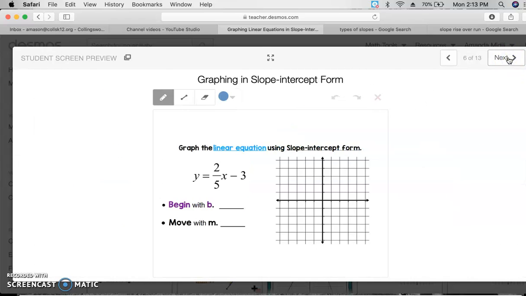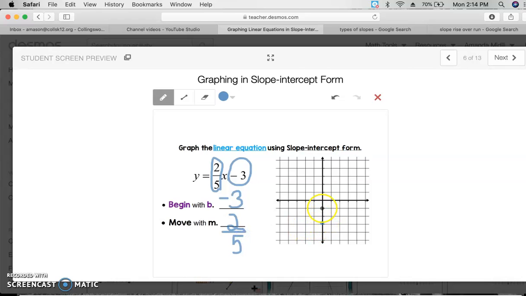Let's try one more together. We're going to begin with b. So I'm going to take my -3, that sign right there always matters. My y-intercept is on my y-axis, 1, 2, 3. My slope, my m, is the number in front of my x, which is 2/5, which means I'm going to rise 2, run 5.